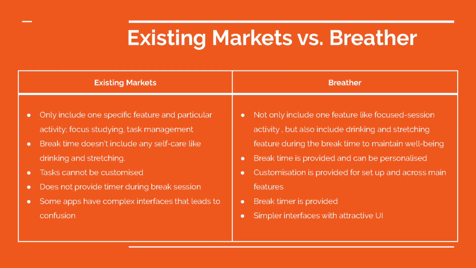And here are the differences between the existing markets and Breeder. We have found that the existing markets only include one specific feature and particular activity, such as focus studying, task management, or break time. They don't include any self-care like drinking and stretching, while Breeder not only includes one feature like focus session activity, but also includes drinking and stretching features during break time for mental well-being, and break time that can be personalized. Breeder also provides a break timer.